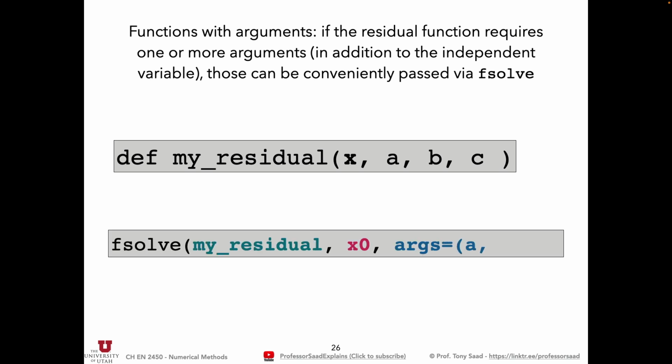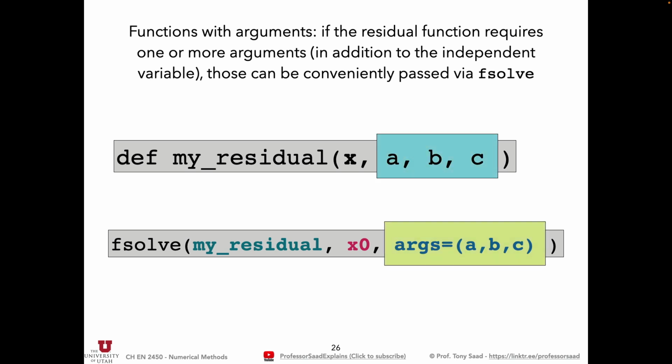Okay? Then you can still use fsolve. It looks the same: the name of your residual routine, an initial guess, but then you add this optional argument called args, a, b, c. And then Python internally is smart. It will understand that those correspond to each other. Whatever you provided here, in that order, the first one is going to go to the first one, the second is going to replace the second, and the third is going to replace the third. In that exact order. Okay?